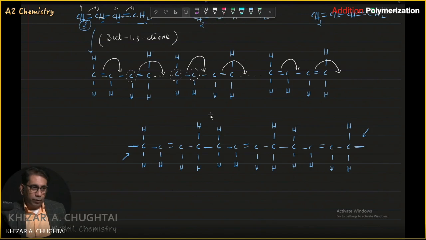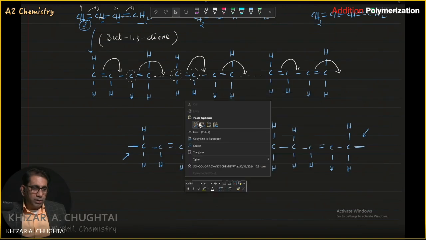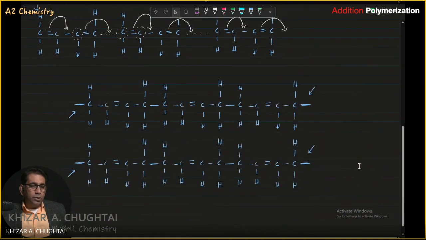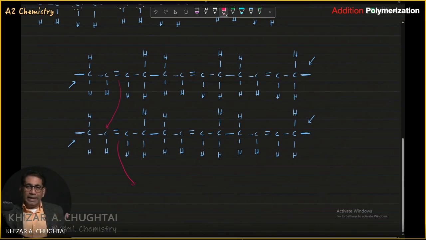For example, I'm copying and pasting it over here. So there will be mutual shifting of bonds between these carbons. This bond may be broken and shifted over here. This bond may be broken and shifted to the next line. In this way, in a second round, you can develop side chain linkages between all these chains. And it is going to be a more rigid, hard polymer, because it is going to have more cross linkages.